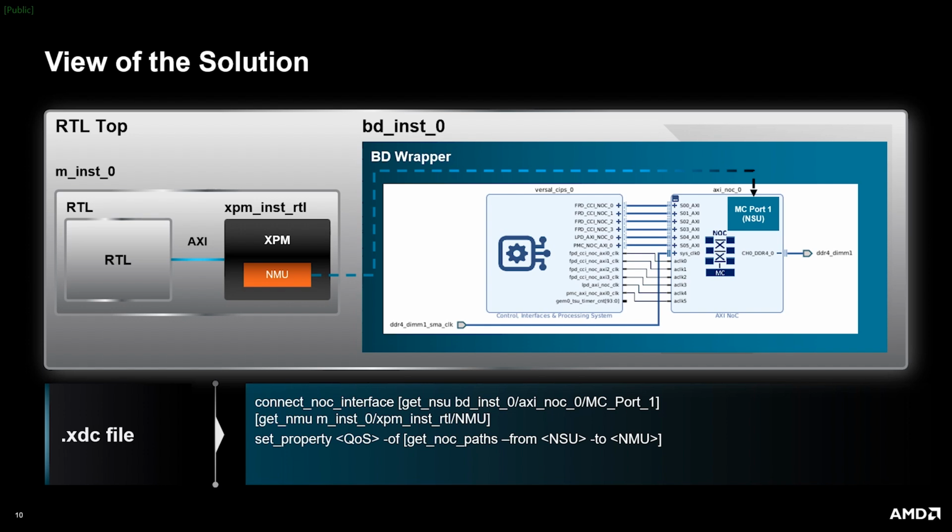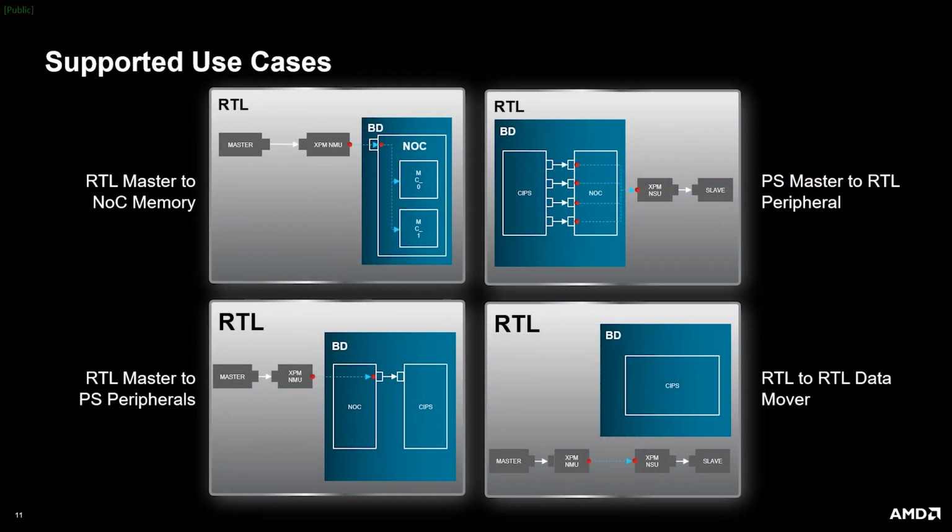Finally, the QoS properties for this connection are added at the bottom of the XDC file. In this manner, extending the NOC into user RTL is pretty straightforward. A few things to discuss before we wrap up this video. Let's look at the supported use cases for 2024.2.